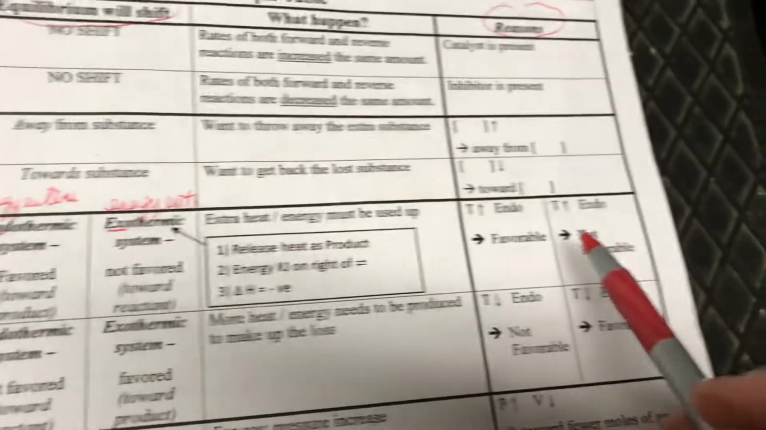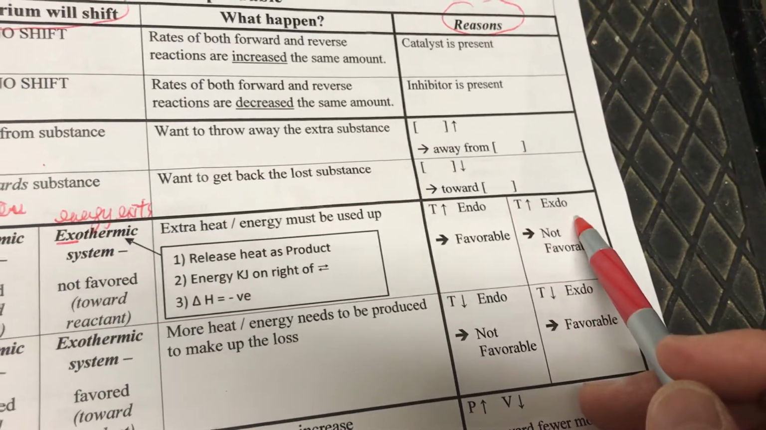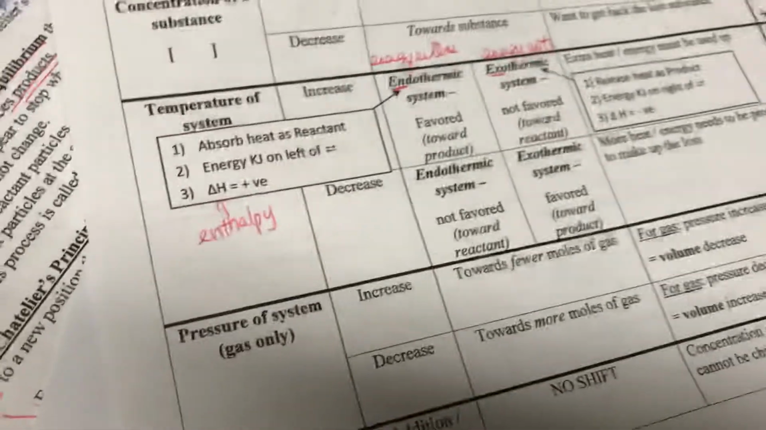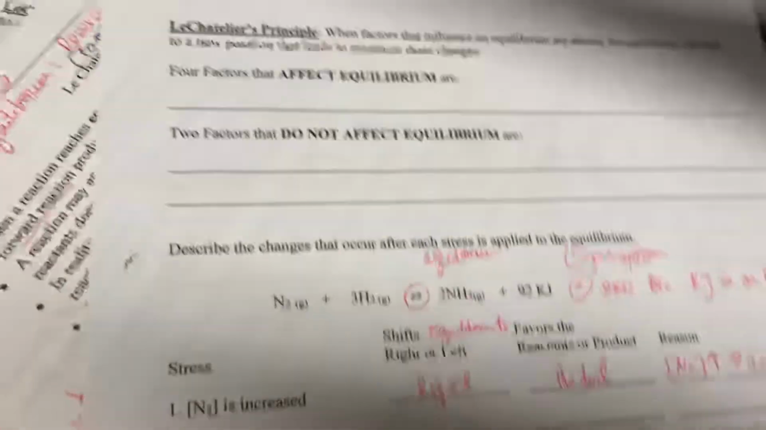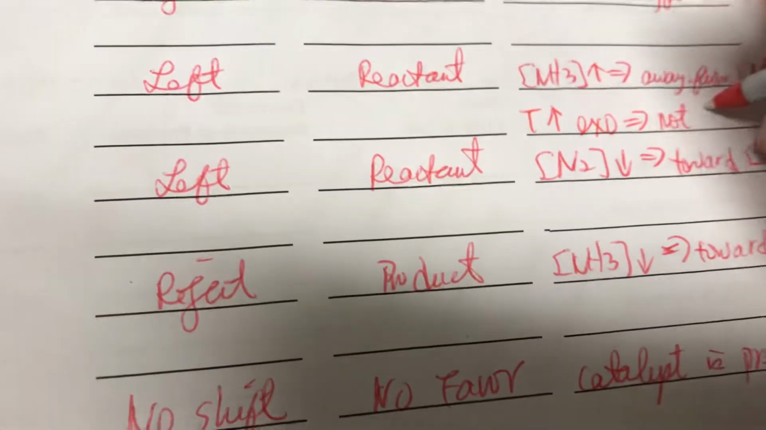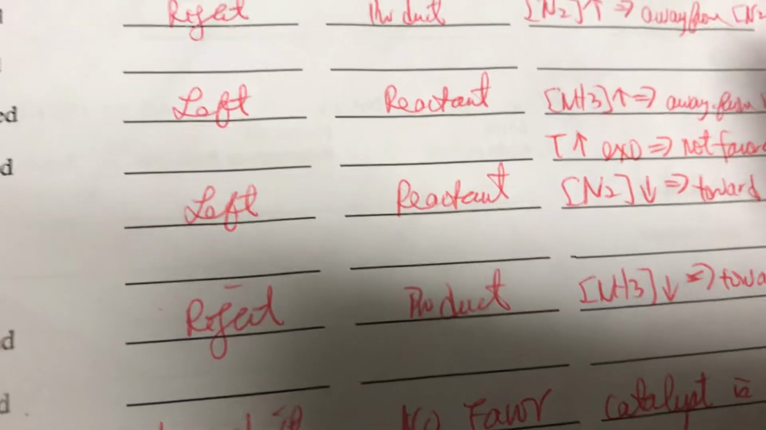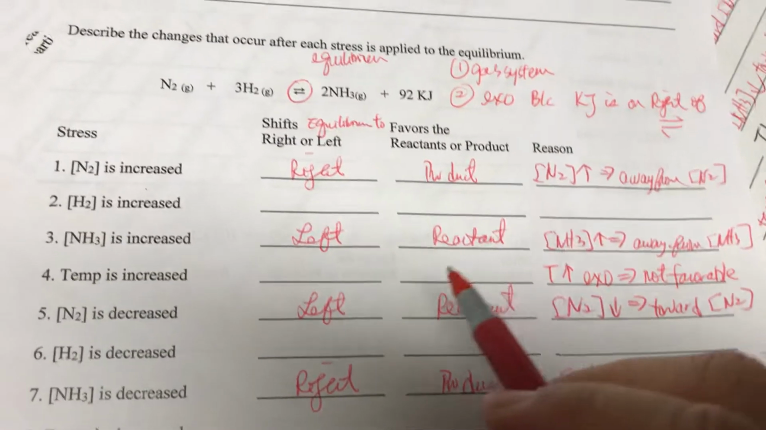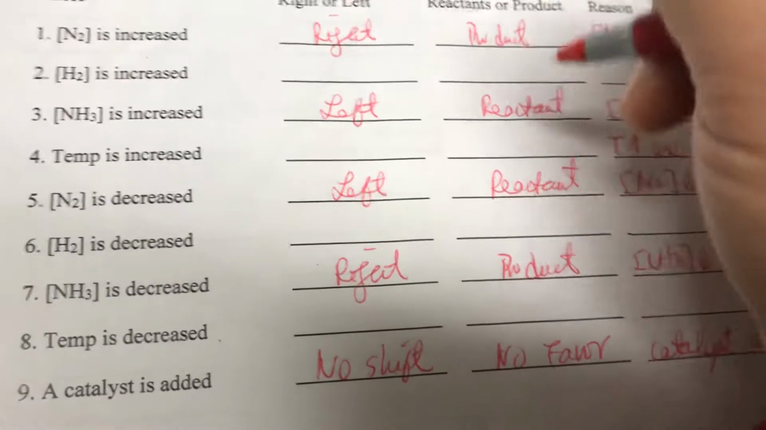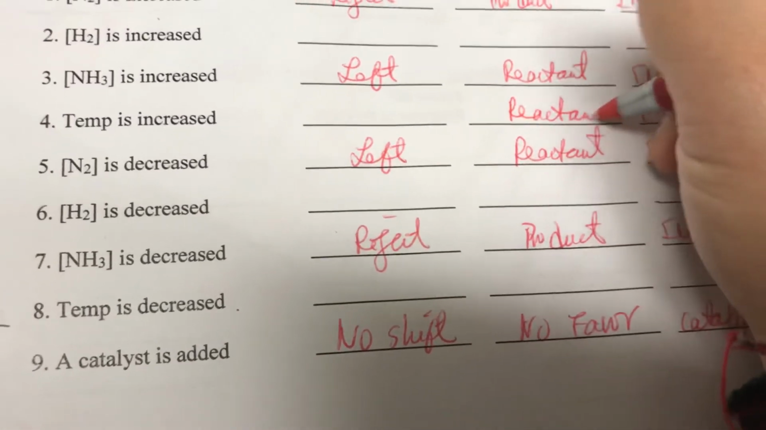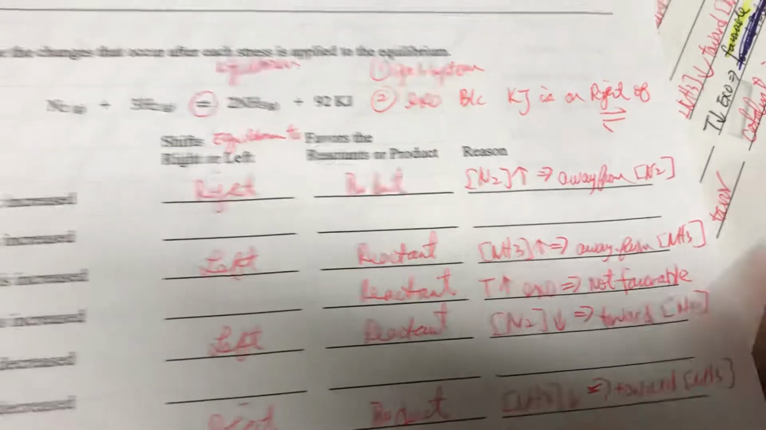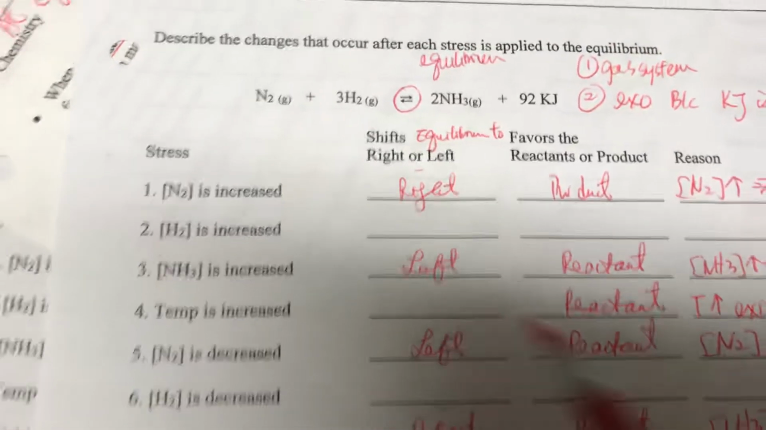So if you want to write down the reason thing, just follow the thing here. A temperature increase in exothermic, not favorable. If it's not favorable, I will shift to the reactant. Okay? So because we shift to reactant, that means you want to shift to the left.